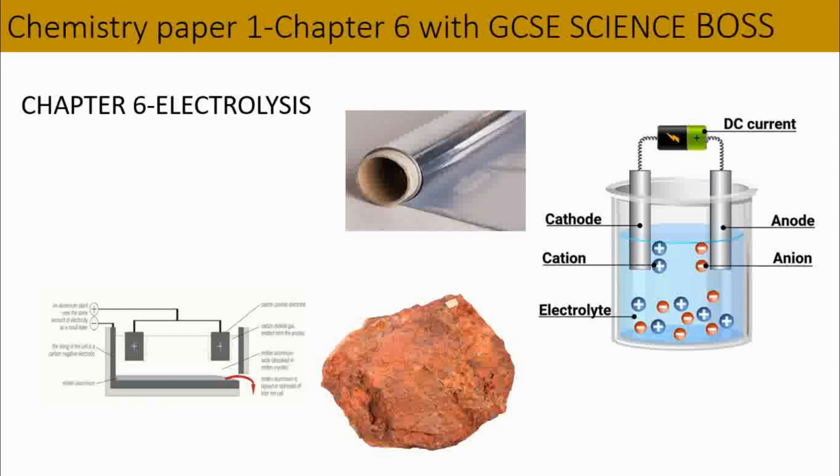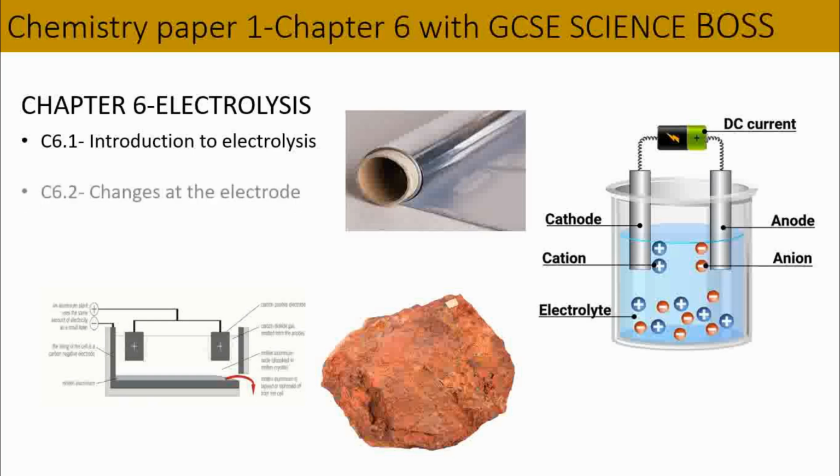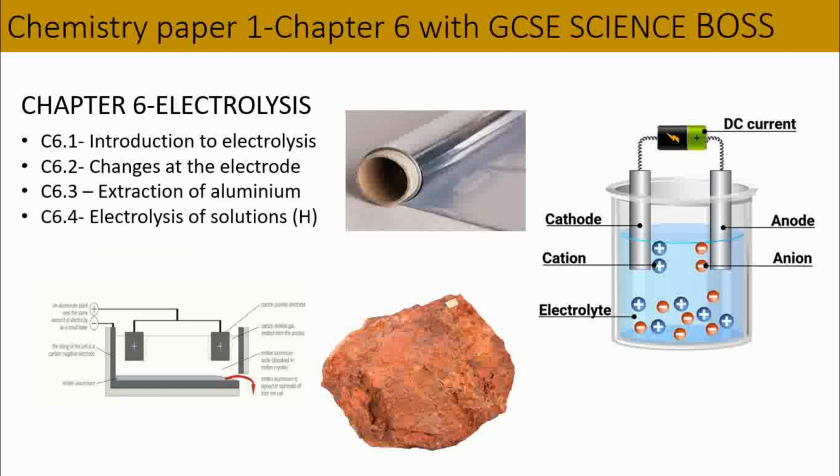In today's video we're going to be looking at a chemistry paper 1 topic, chapter 6, which is electrolysis. We're going to be going through the introduction to electrolysis. We're also going to be looking at the changes at the electrodes, the extraction of aluminium, and the electrolysis of solutions, which is dealt with by the higher content.